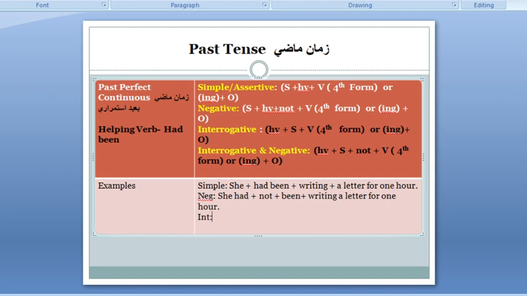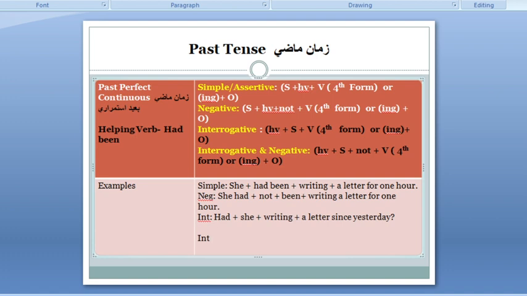Interrogative. Had she been writing a letter? We can use even since, okay? So I will change it here. Since yesterday. So she's still writing, right? Had she been writing a letter since yesterday? I need to put the question mark.